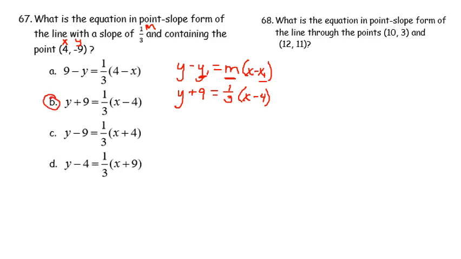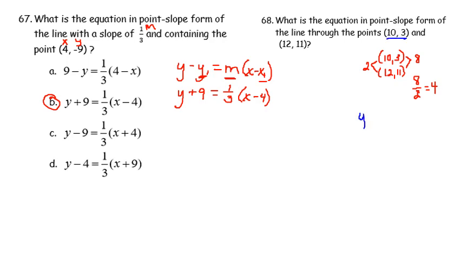68. What is the equation in point slope form of the line through the points 10, 3, and 12, 11? Well, in order to do point slope form, we first need to find the slope. So I've got 10, 3, and 12, 11. So let's go ahead and subtract there. That gives us 8 and 2. So 8 divided by 2 gives us a slope of 4. So now you can use either point that you want to. I'm going to choose this point right here.